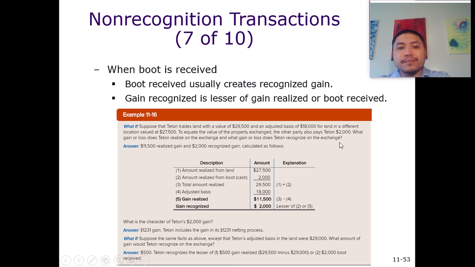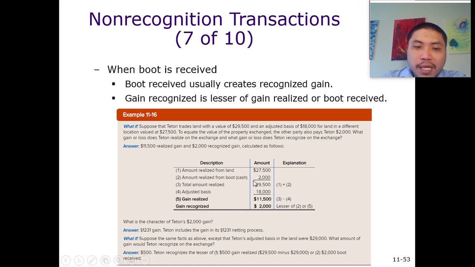We know the piece of land I received is worth $27,500, plus we have a boot amount of $2,000. So in total, the amount realized is $29,500. And we have an adjusted basis in Teton's old piece of land of $80,000. So we can see the gain realized is $11,500. It's still $11,500.